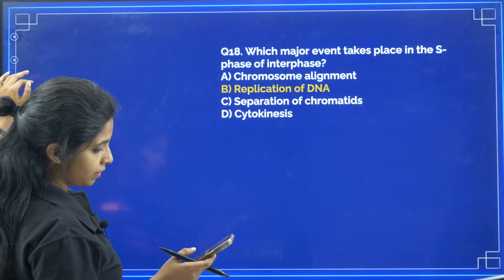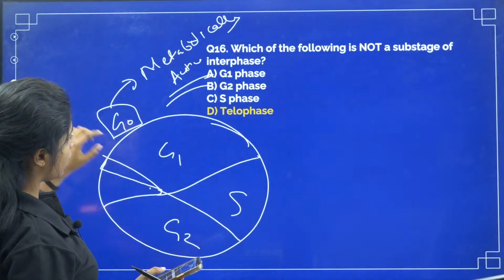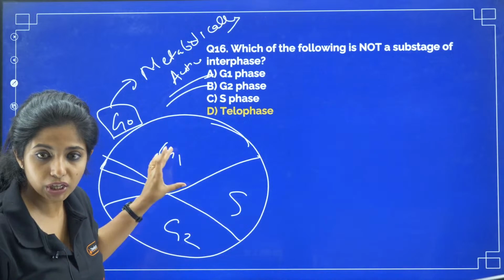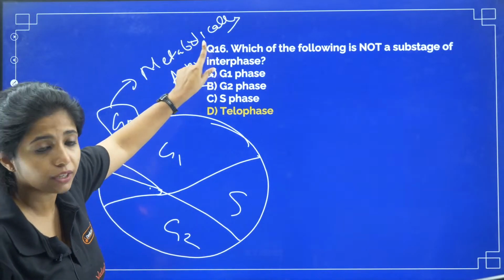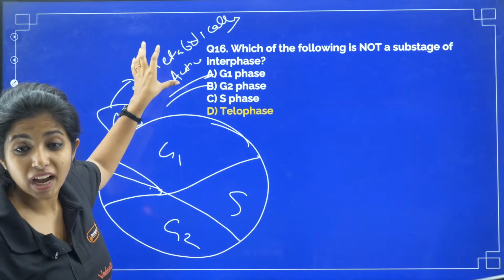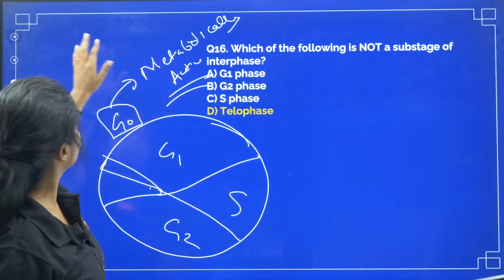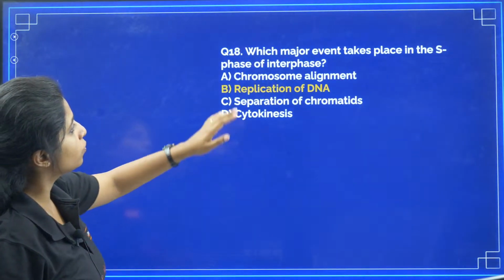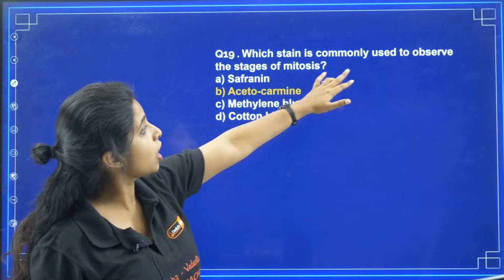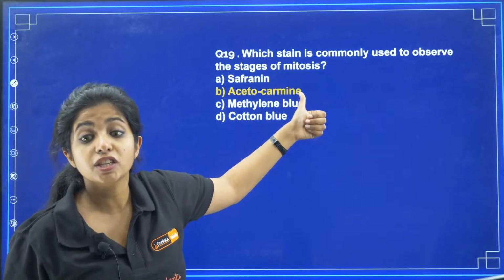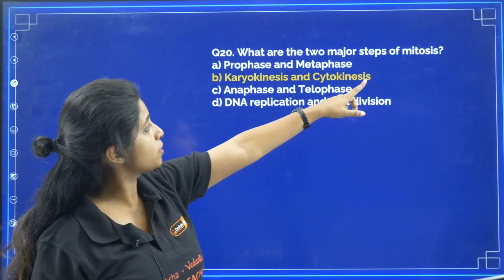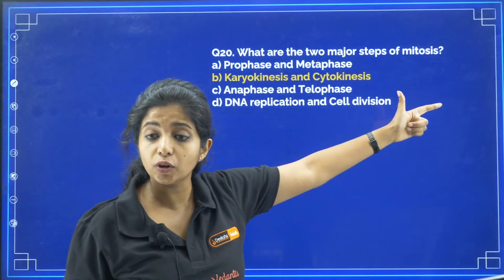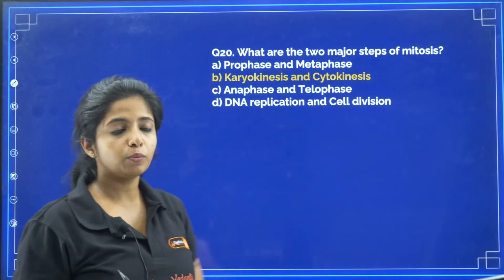Ma'am, order of the interphase, I told you, G1, S, G2, and if you're going out, G0, it is metabolically active there. Such as your heart muscle cells, they are metabolically active, they are in G0 phase. Now, which stain is commonly used to observe the stage of mitosis? Acetocarmine. Now what are the two major steps of mitosis? Karyokinesis and cytokinesis. Karyo means nucleus division, cyto means cell division.